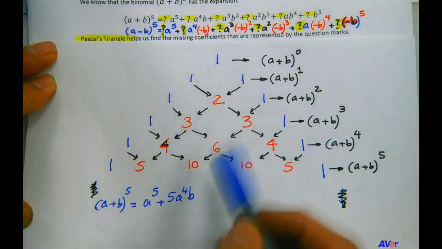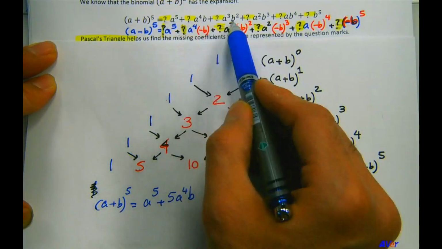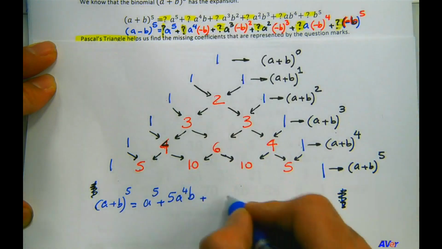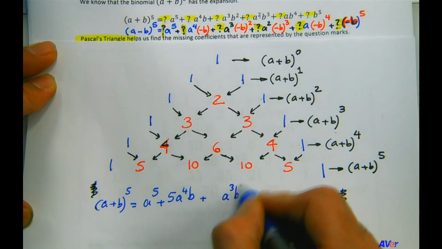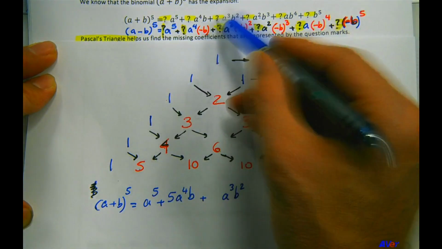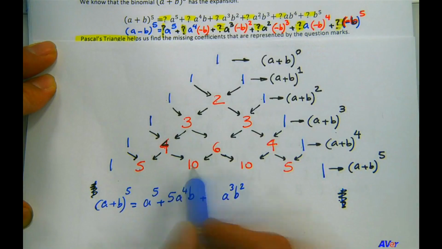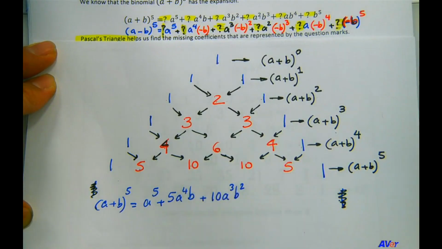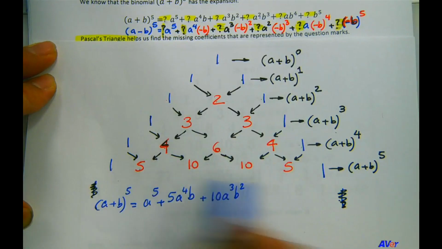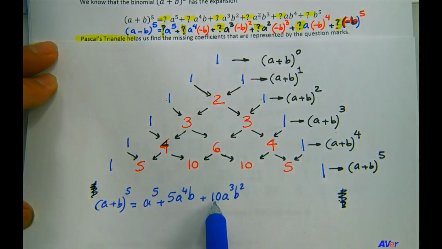Okay, so the third term is a cubed b squared, right? Plus a cubed b squared. What about the coefficient, the question mark? That's going to be the third number, 10. Okay, so this Pascal's triangle is giving us the coefficients.